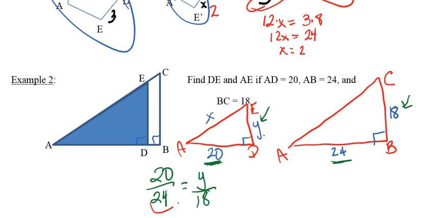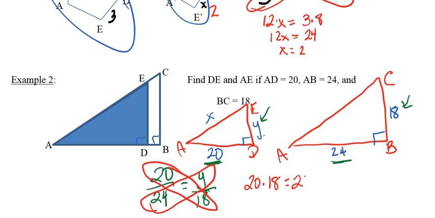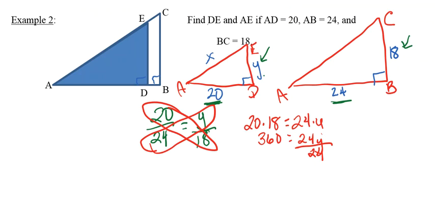I'm going to go ahead and do my cross multiplication. So I have 20 times 18 equals 24 times y. 20 times 18 is 360. Now I need to take 360 and divide it by 24. 360 divided by 24 is 15. So this DE distance is 15 units.